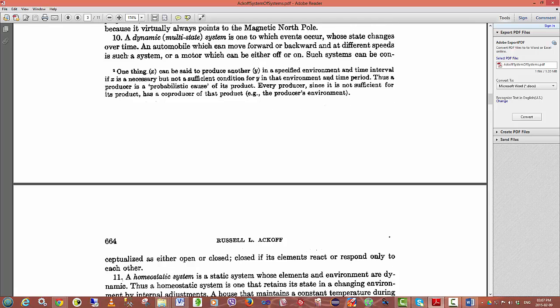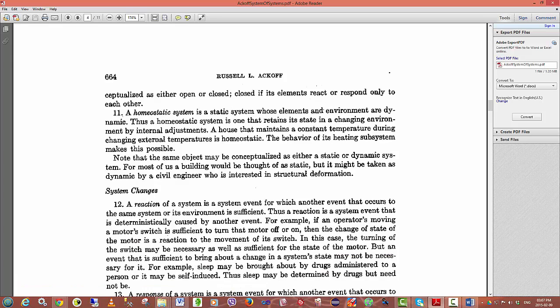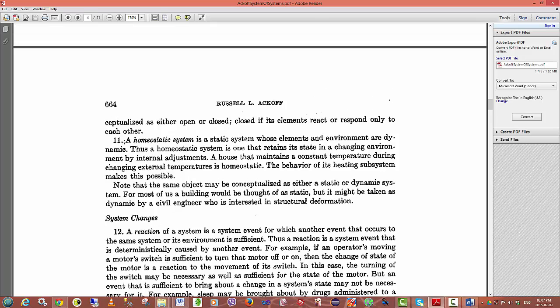Such systems can be conceptualized either as open or closed. They are closed if elements react or respond only to each other and have no interaction with the environment. A homeostatic system is a static system whose elements and environment are dynamic. So a homeostatic system is one that can adjust itself to changes in the environment by changing its internal state. And a basic example of this is an air conditioner.